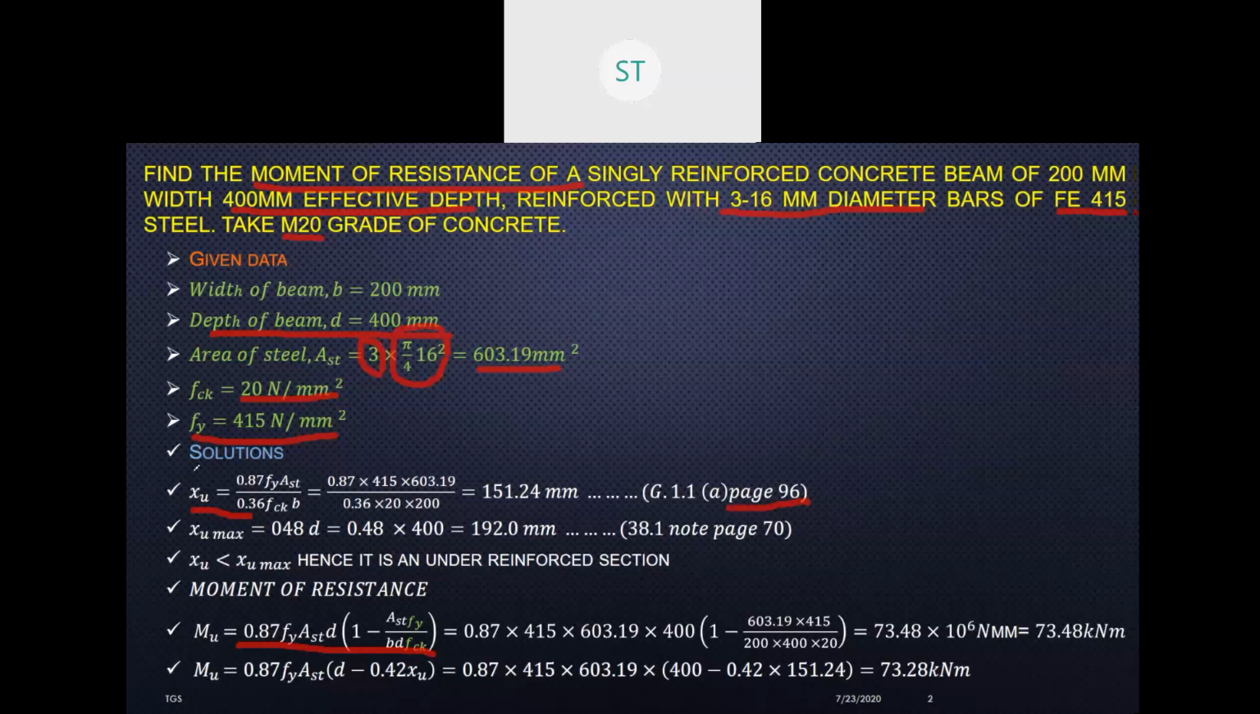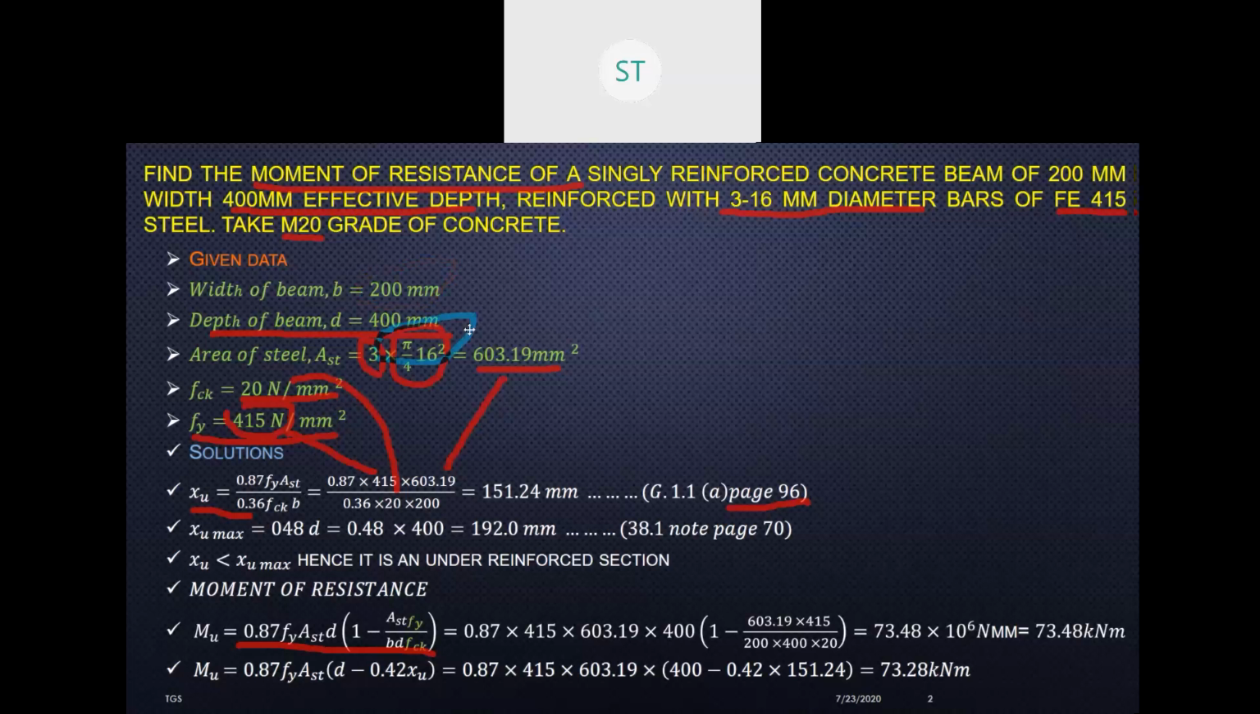In the textbook and IS code it is given as xu by d is equal to 0.87 fy Ast by 0.36 fck b d. So xu is equal to that multiplied by d, and we get this equation. Then substitute the values: 0.87, fy is 415, then Ast, area of steel, then divide by 0.36, fck is 20, then b, breadth of the beam, which is 200.